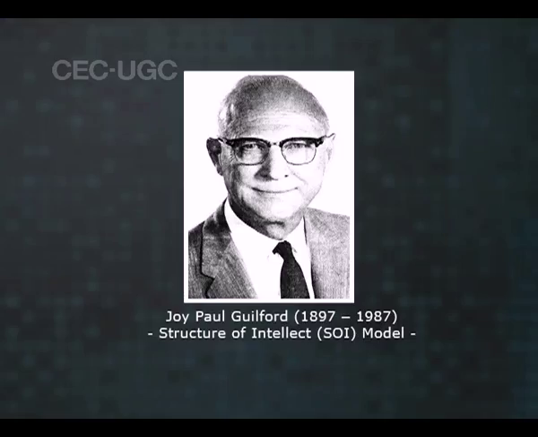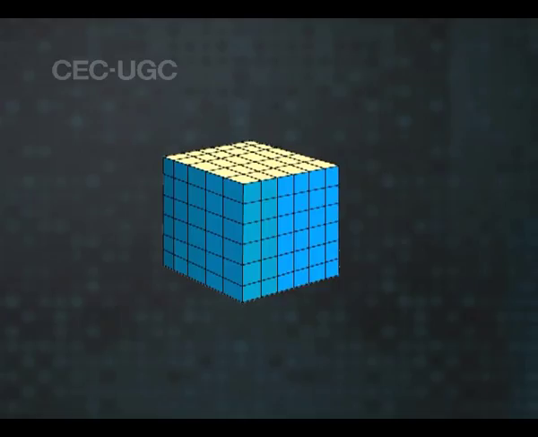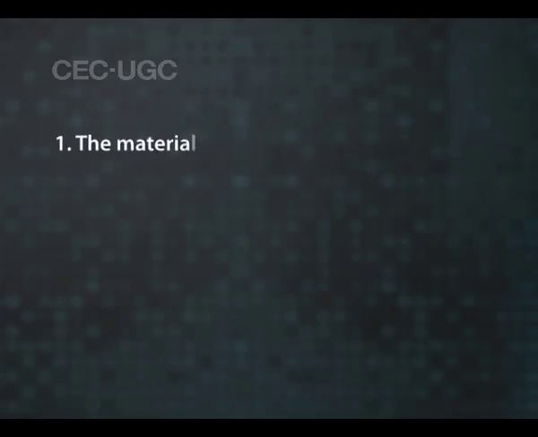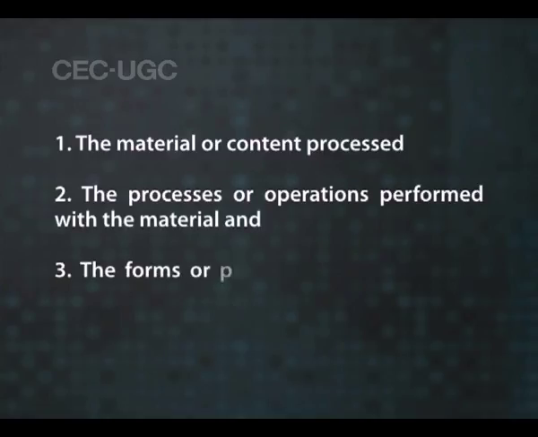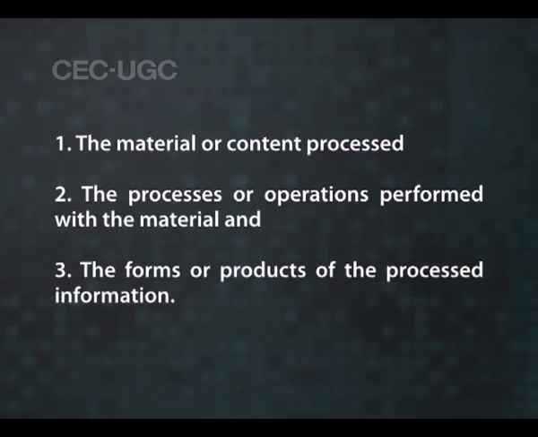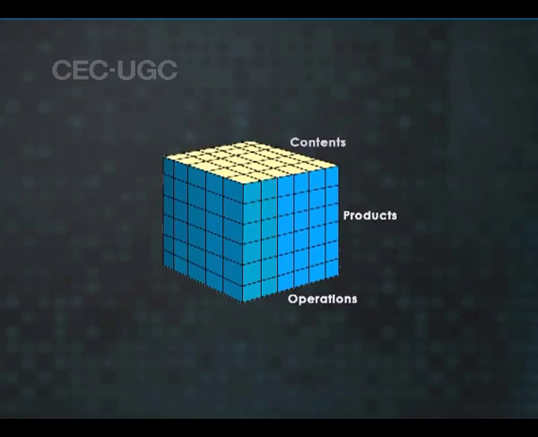One of the most extensive theories which totally rejected the notion of a general intelligence factor was presented by J.P. Guilford in 1955, and he used the statistical technique of factor analysis to develop the structure of intellect (SOI) model. According to Guilford, the human intellect was composed of a three-dimensional system of numerous intellectual abilities classified on the basis of the material or content processed, the processes or operations performed with the material, and the forms or products of the processed information. The model is represented as a cube with each of the 3 dimensions occupying one side.